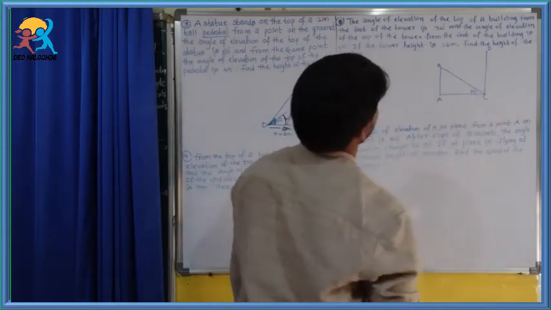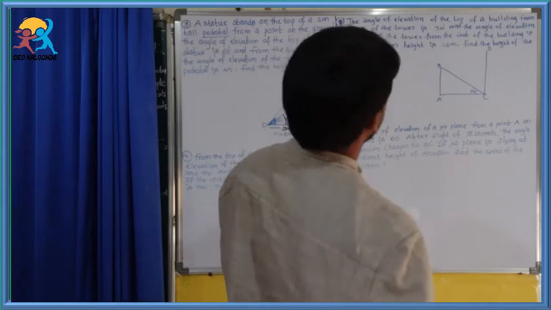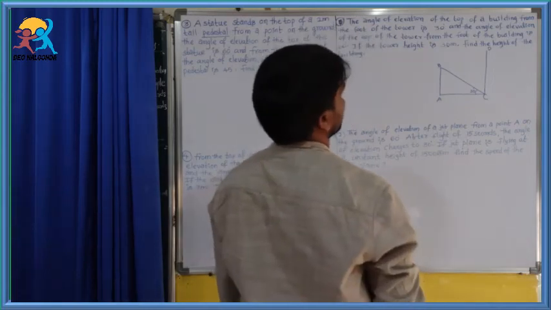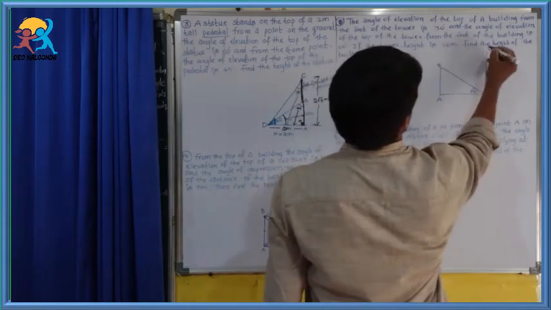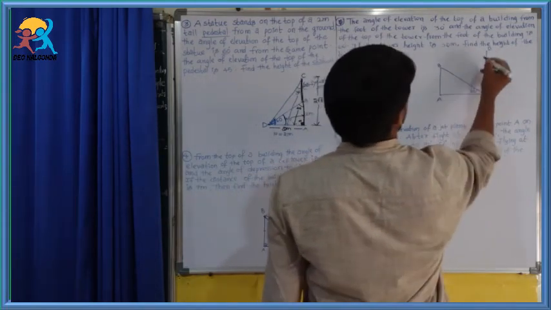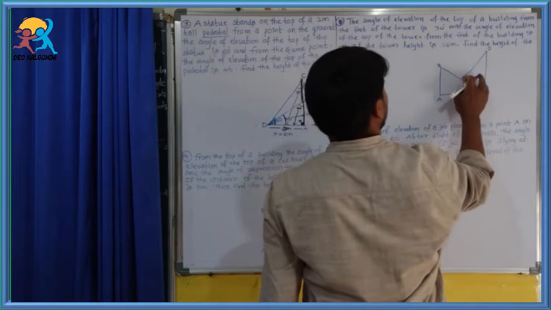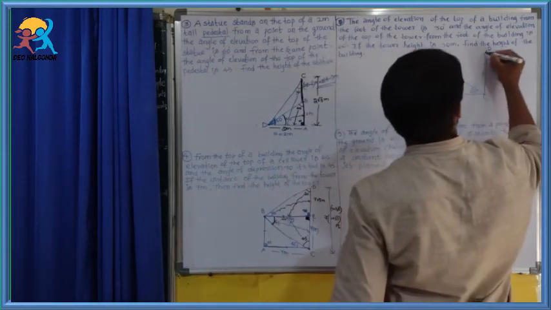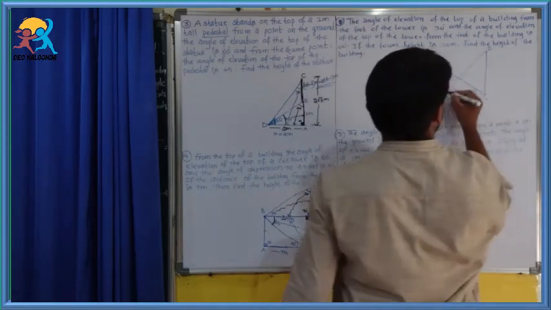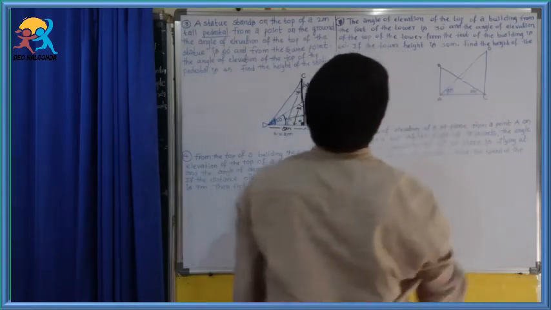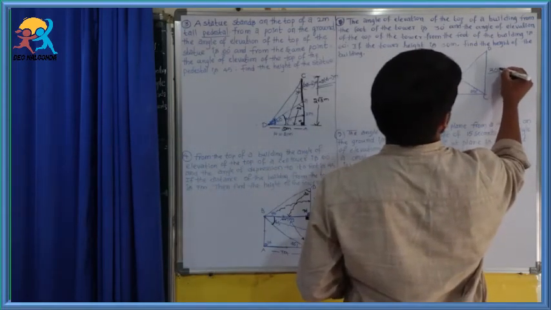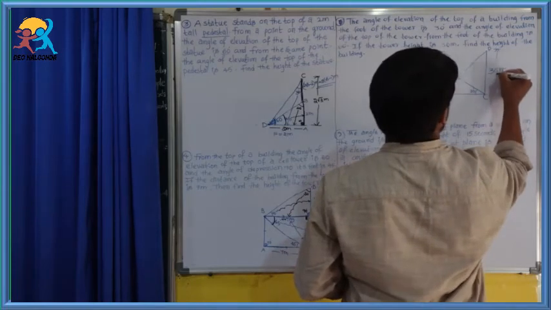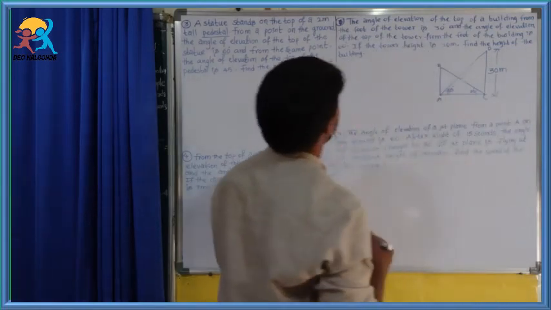The angle of elevation of the top of a building from the foot of the tower is 30 degrees, and the angle of elevation of the top of the tower from the foot of the building is 60 degrees. If the tower is of height 30 meters, then find the height of the building.